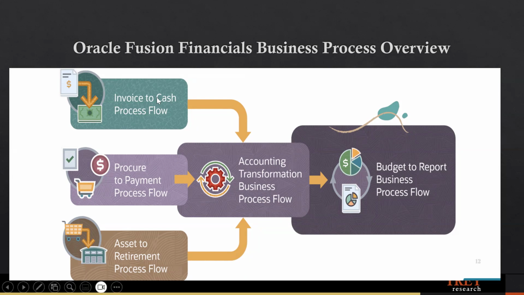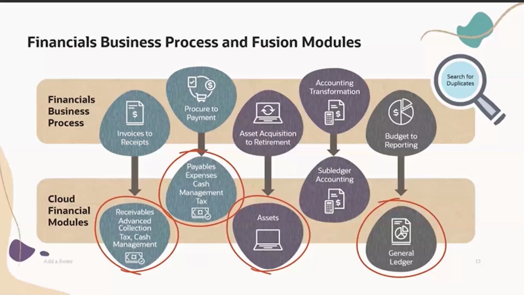Okay, we'll discuss one by one: what is the invoice to cash flow, what is the procure to payment process, and what is the asset to retirement process. First, invoice to cash is nothing but invoice to receipt. This business process will include the receivables module, cash management, taxes, and advanced collections. The transactions we record in receivables or cash management are considered the invoice to receipt, or invoice to cash, business flow.